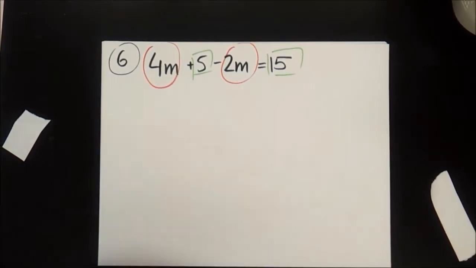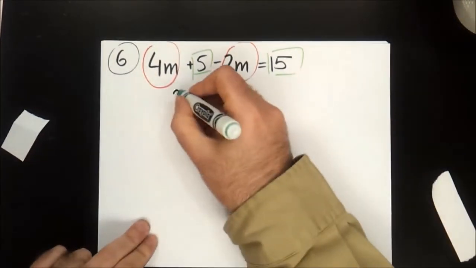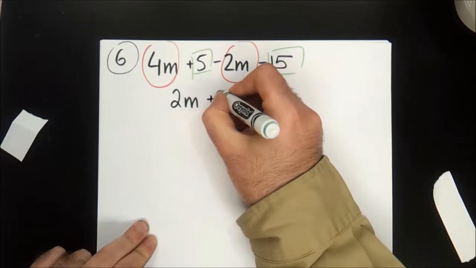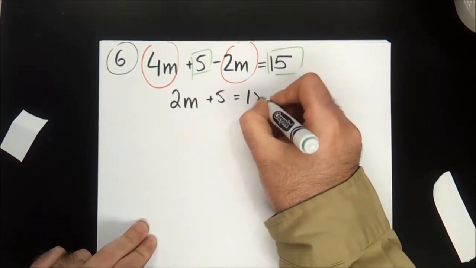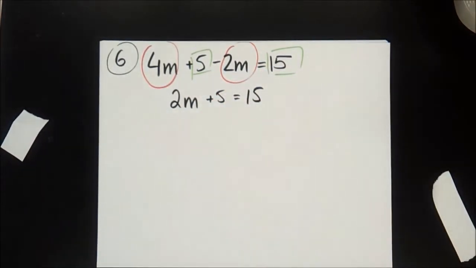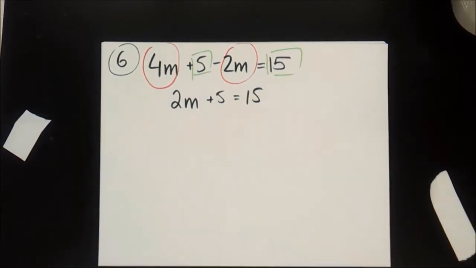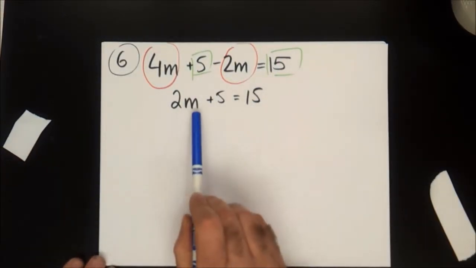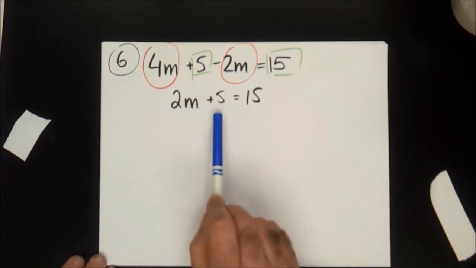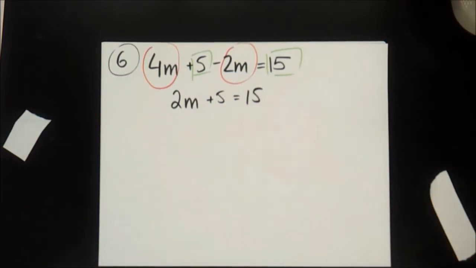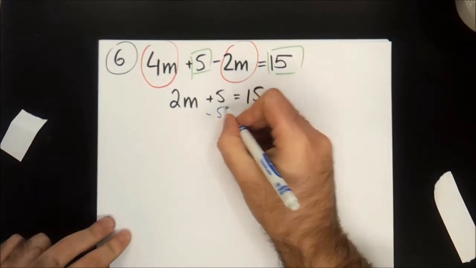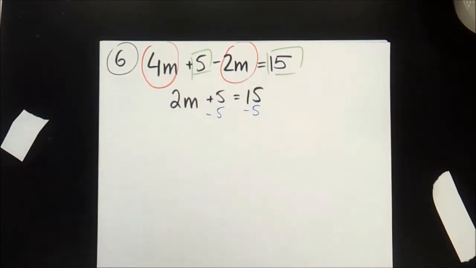Okay, 4m minus 2m, that's just 2m, plus 5 equals 15. Now this is a two-step equation. That's not so bad. We know how to do these. Isolate m by getting rid of this and this, and I'm going to choose this because it's further away. What's the opposite of plus 5? Minus 5. Hopefully everyone knows this by now.